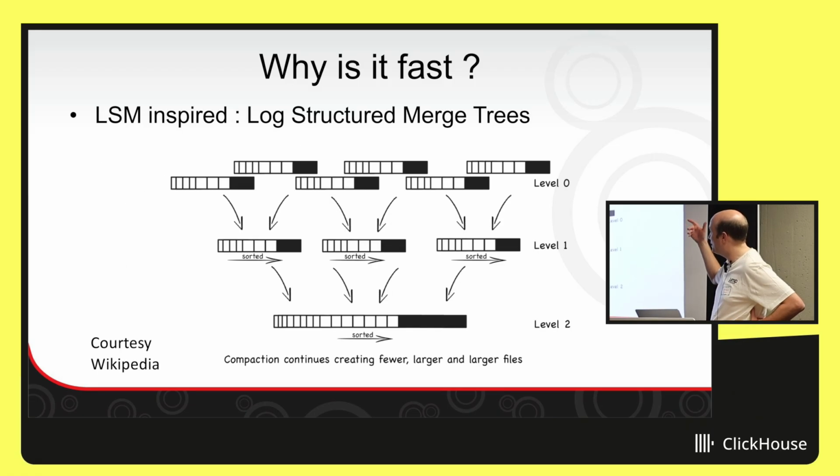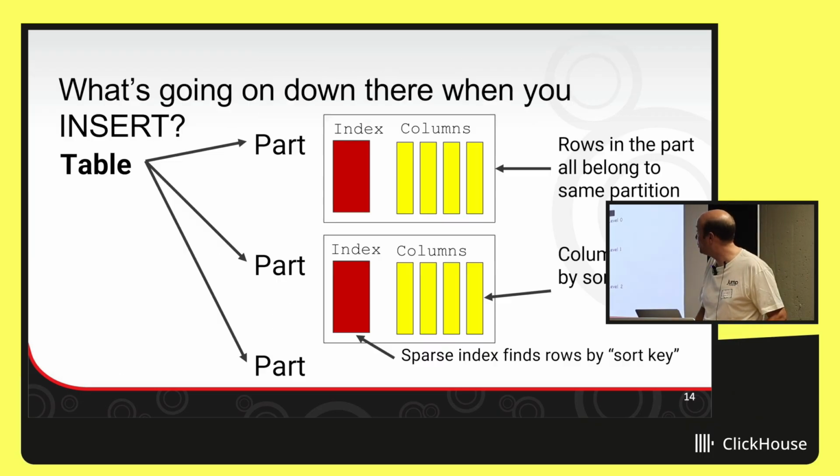So it's inspired from the LSM merged LSM tree, and so it merges the data. It inserts the data as it comes in immutable parts, chunks, and there's a background process that merges it so that you don't end up with millions of files, right? It's important that the number of files is controlled. So how does it happen?